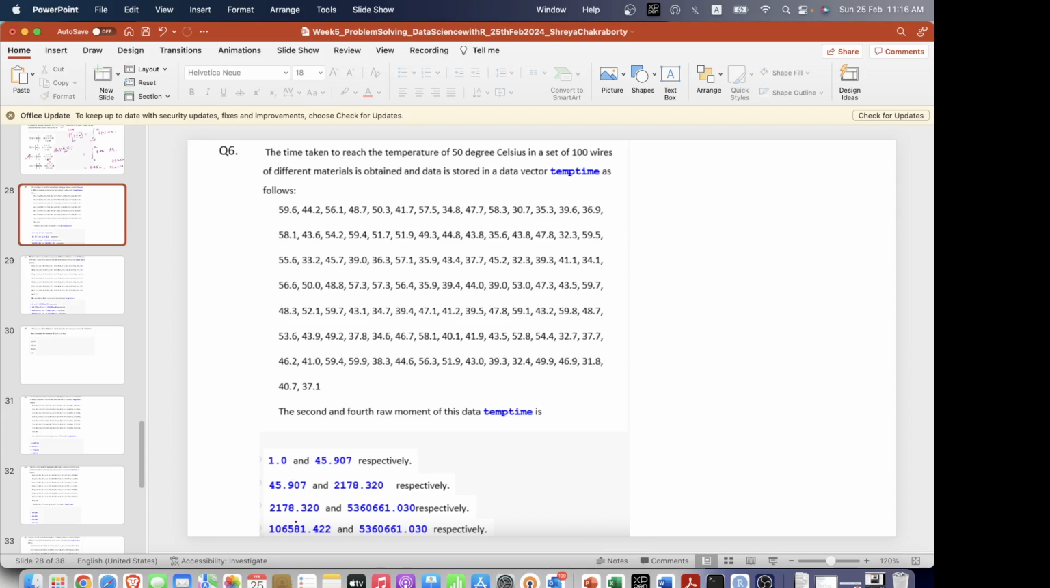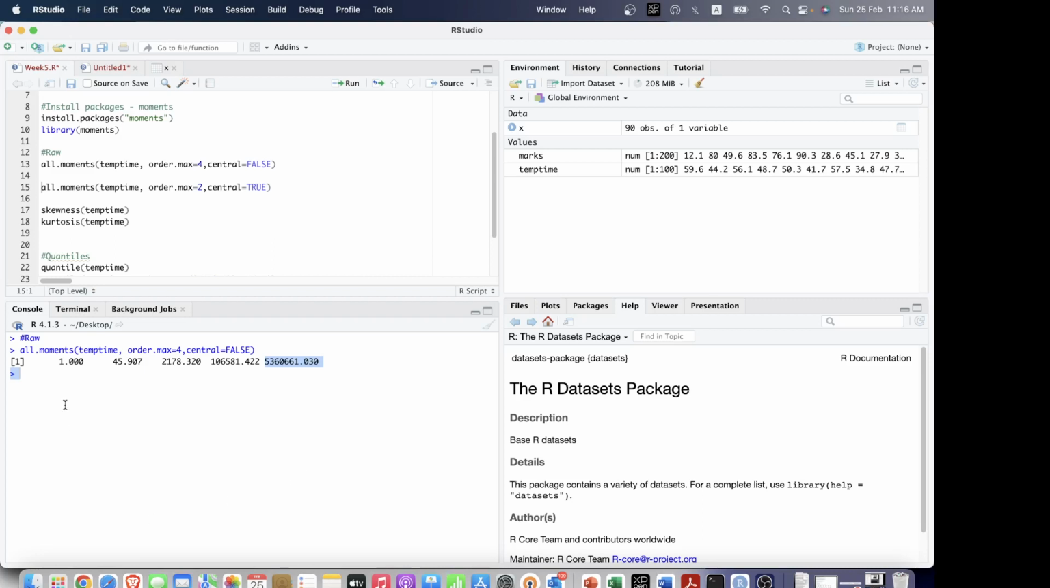So this would be Ma'am, please repeat. So here when you do all.moments temp time, order.max equal to 4, and since we need raw moments, we are going to put central equal to false. Okay. And then when we run it, we get something like this. We would get 5 figures. Alright, so the first figure is always this one. So let me copy this.